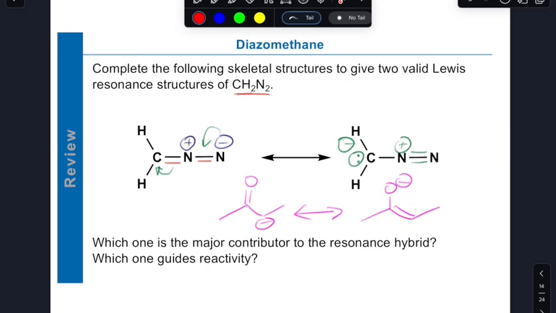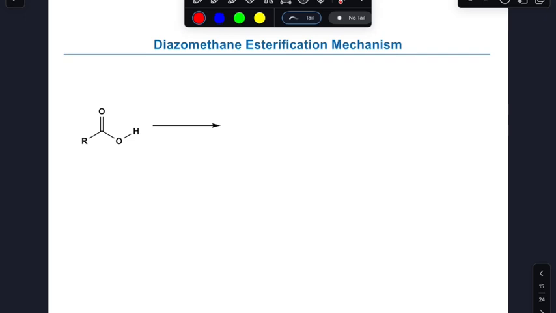In a similar way, nitrogen here being more electronegative, this is probably the more stable resonance isomer, but this is also the more reactive resonance isomer. So in fact, they act pretty much like carbon anions, at least at the very beginning. So this may be the larger contributor to reactivity, and it guides the reactivity by saying it's going to act like a carbanion when we do the reaction. So that's actually really important for how this mechanism works.